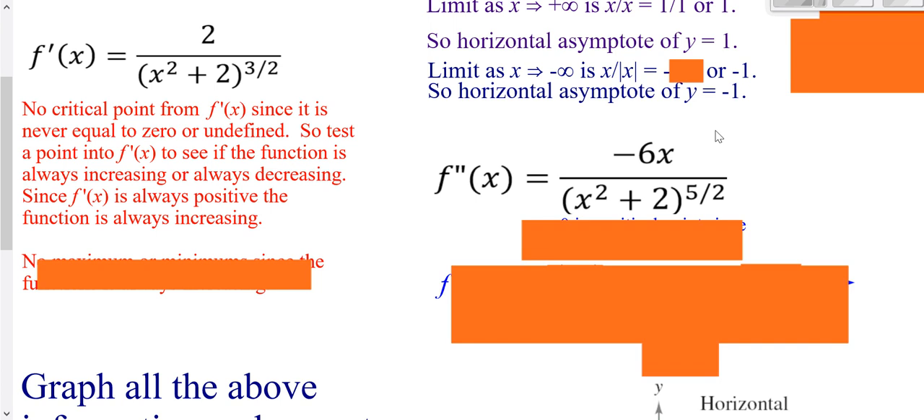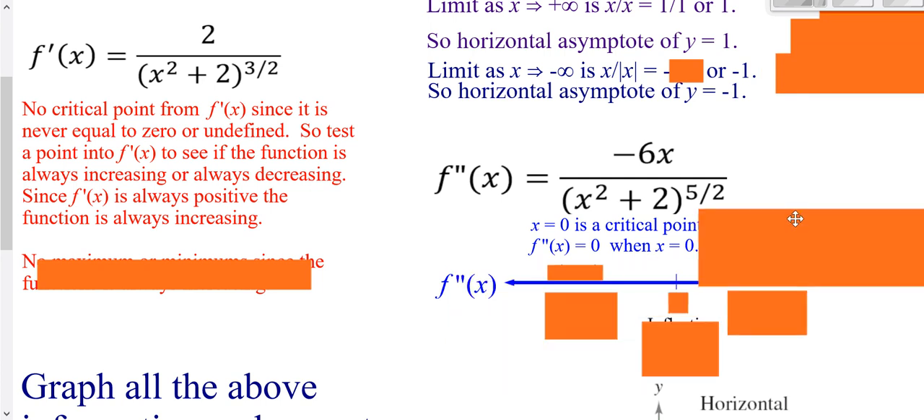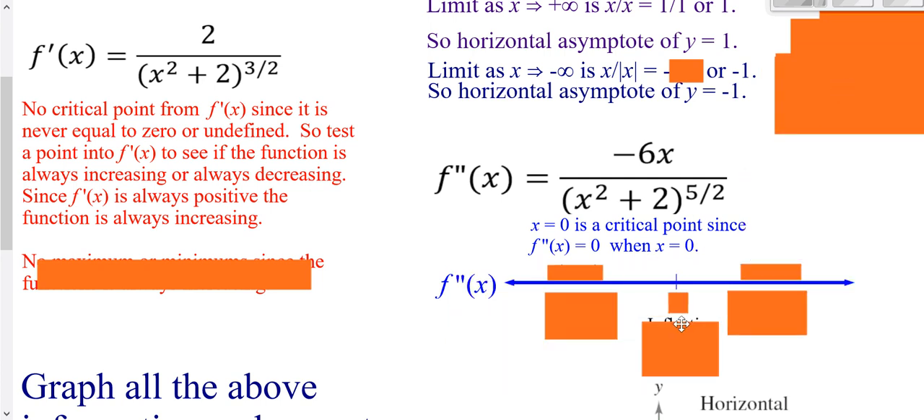Well, you got to look for critical points. So you got to set the top equal to 0, which is 0. Set the bottom equal to 0. The bottom's never equal to 0, so you only get one critical point, and that's when x is 0. So you put that on a labeled number line. Try a number on each side.